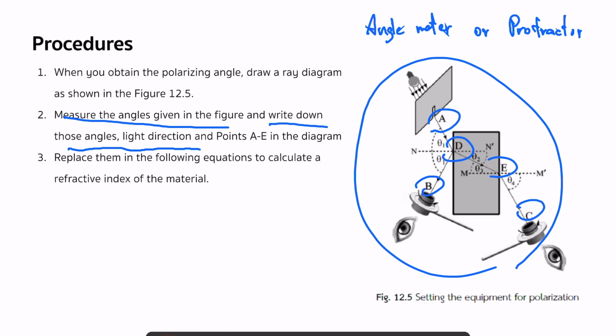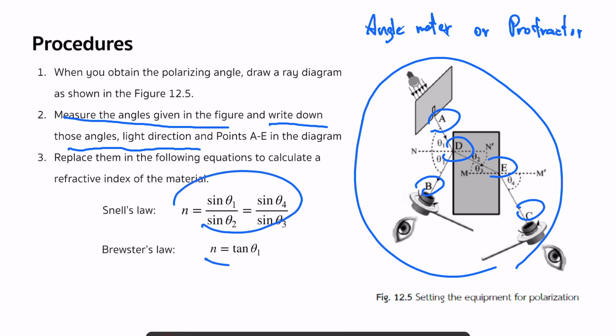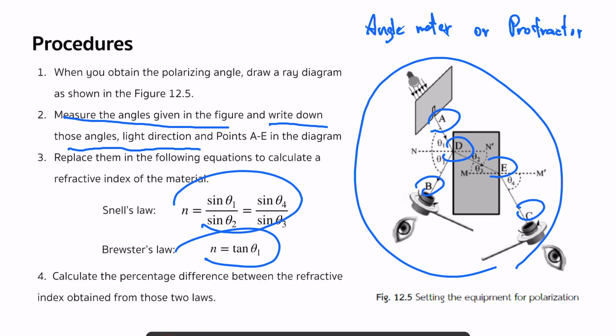Then you calculate the refractive index of acrylic glass by using Snell's and Brewster's laws, and to do that, we need these two equations. Then calculate the percentage difference between the refractive index obtained from those two laws. And that's all. Now we're going to the experimental part.